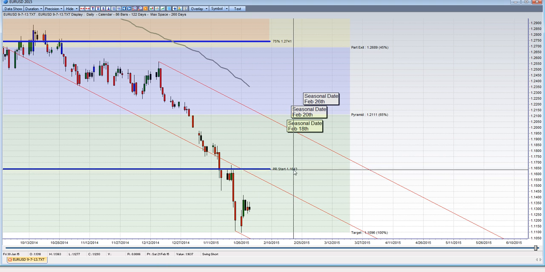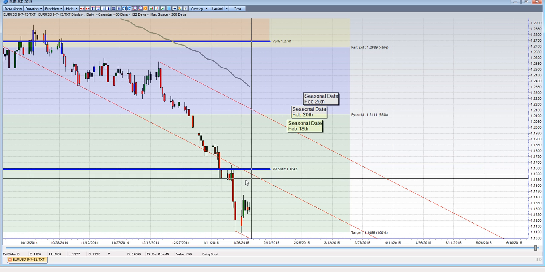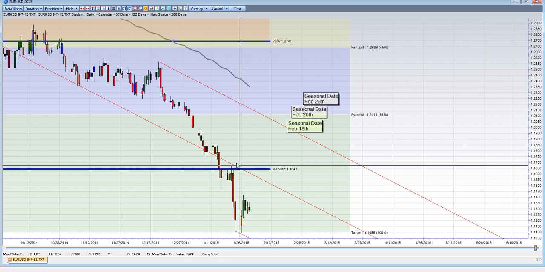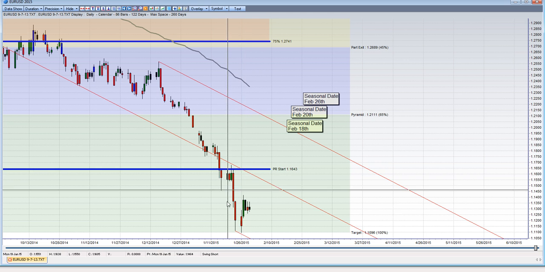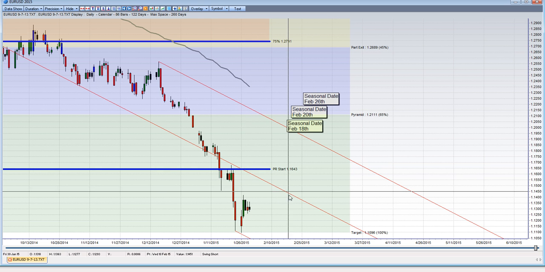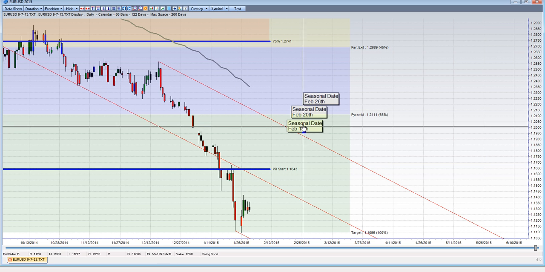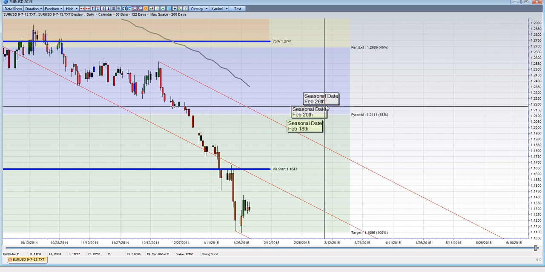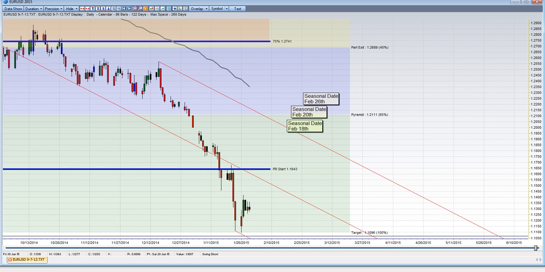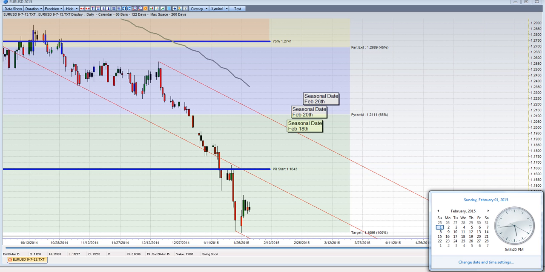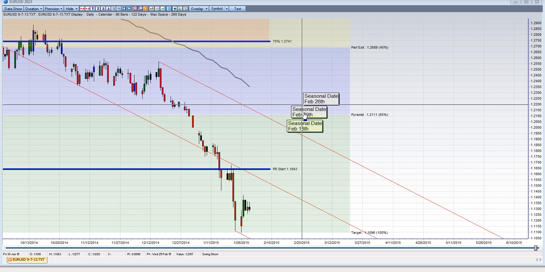We took out that 1643 level, which was a key level, and flushed it all down. So I don't know, maybe this was like a last little flush and then go higher. But we'll see. Seasonal dates you want to watch are the 18th, the 20th, and the 26th. What's the 18th? That's a Monday. The 20th is Friday, and the 26th is a Thursday. So those dates you want to keep an eye on.